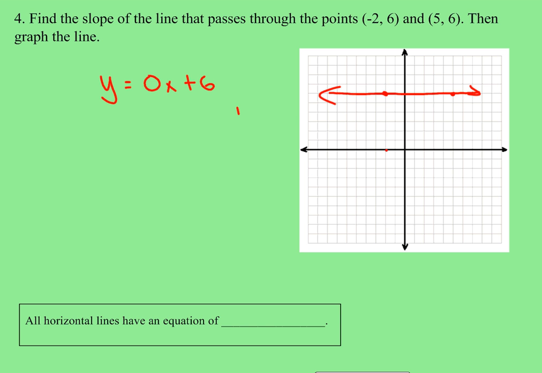It's never going to rise. No rise, all run. So it never goes up. So this is just going to be y equals 6, because it doesn't matter what x is. It's getting multiplied by 0 anyway. So y equals 6.